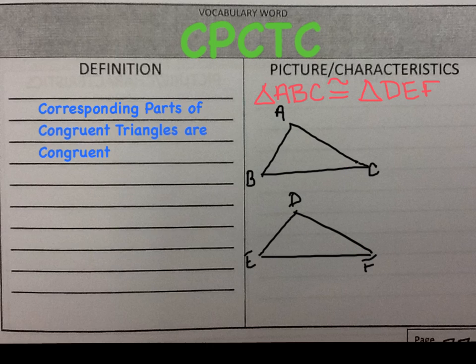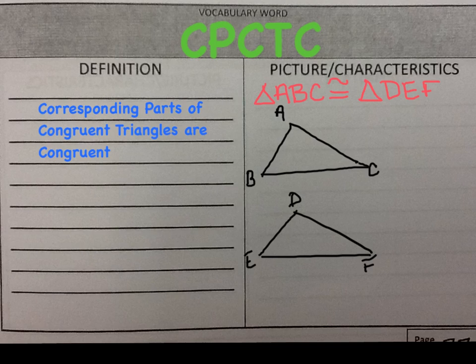Okay, so what we have here, right here, this is called a congruency statement. It states that two shapes are congruent. Remember, this is our symbol for congruent. Now we can get a lot of information from this statement right here about sides and angles.